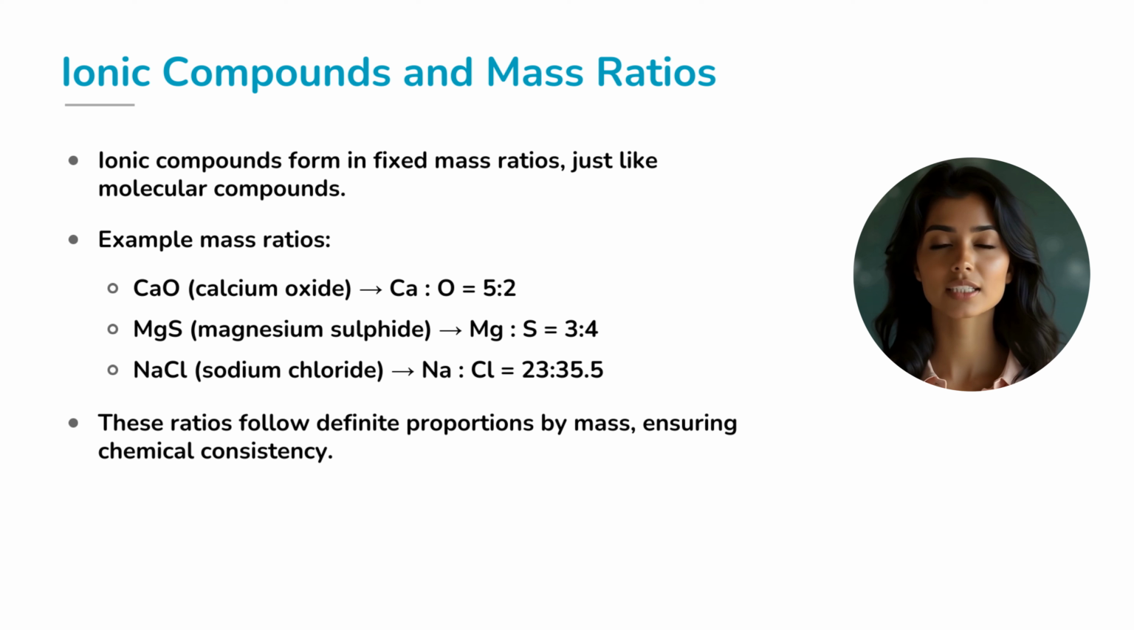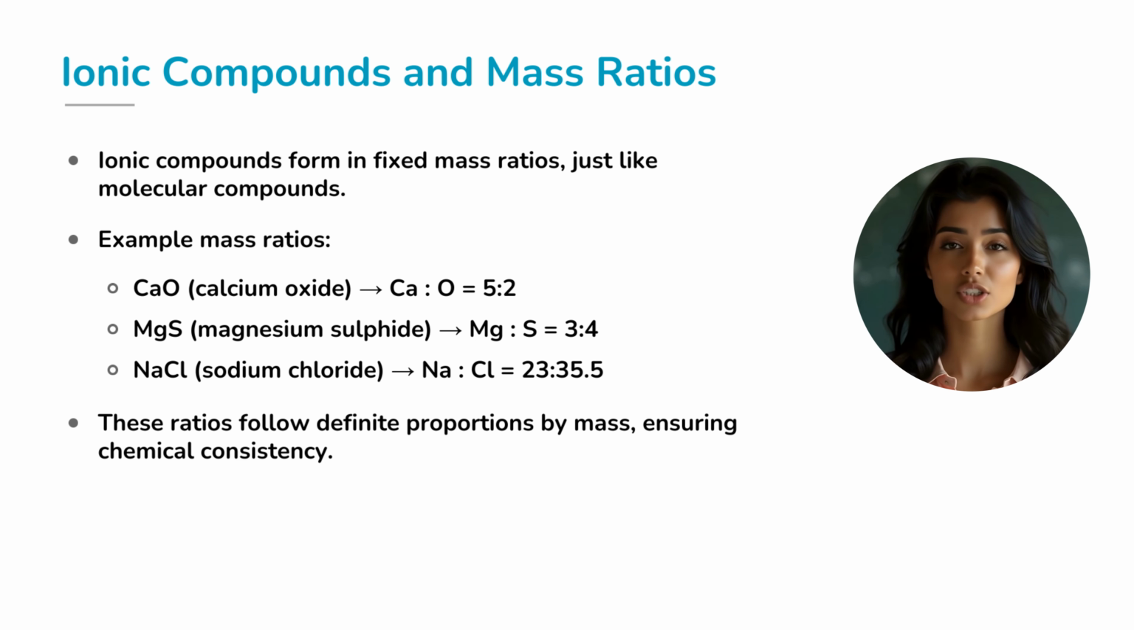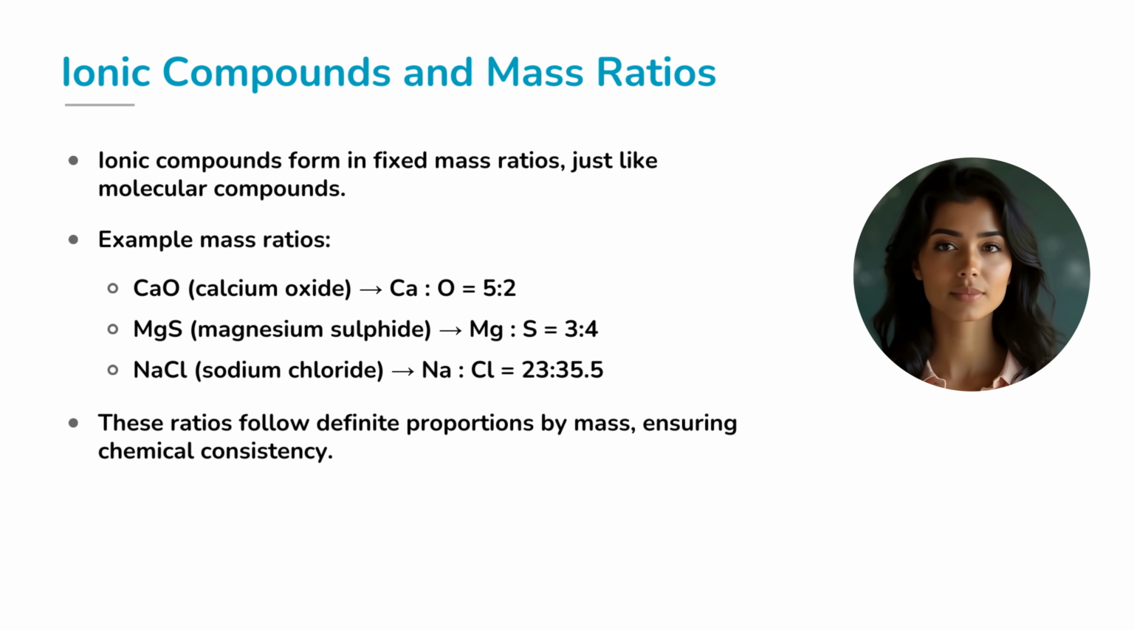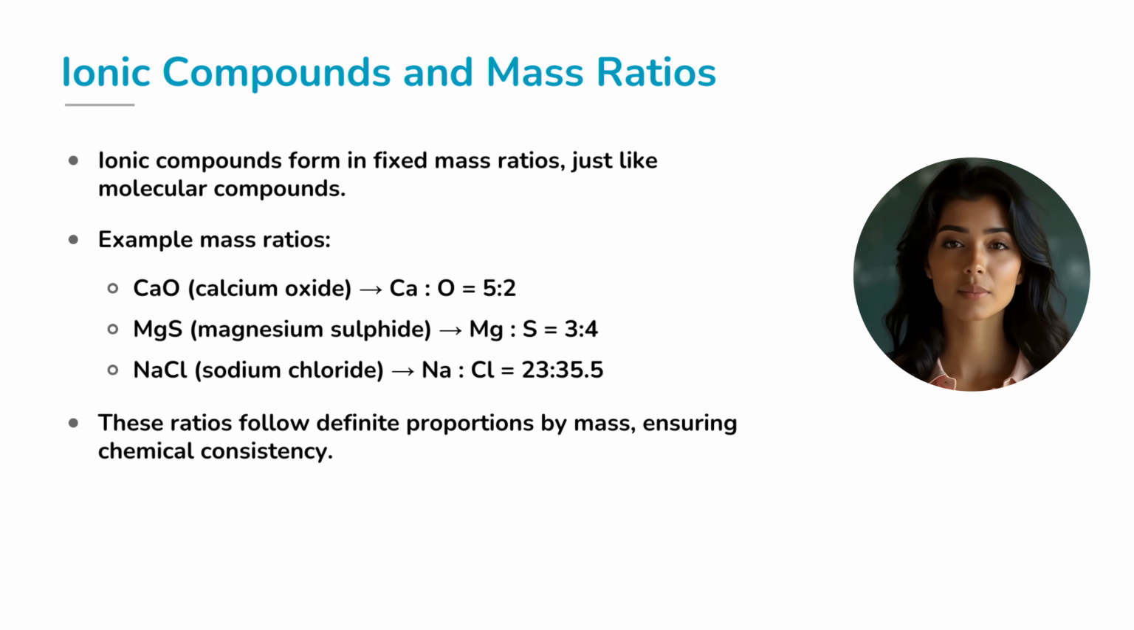In calcium oxide, CaO, calcium and oxygen combine in a 5:2 mass ratio. In magnesium sulfide, MgS, the ratio is 3:4. In sodium chloride, NaCl, sodium and chlorine combine in a 23:35.5 mass ratio. These ratios remain the same no matter how much compound you take. That's the beauty of chemical laws at work. Ionic compounds are held together by electrostatic forces, and their fixed composition makes them reliable for industrial and biological applications.